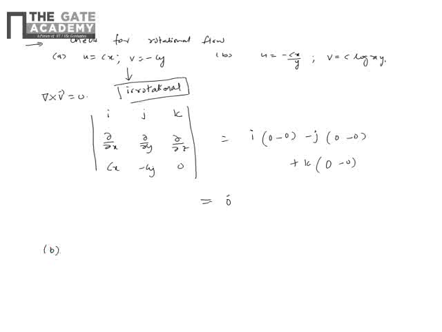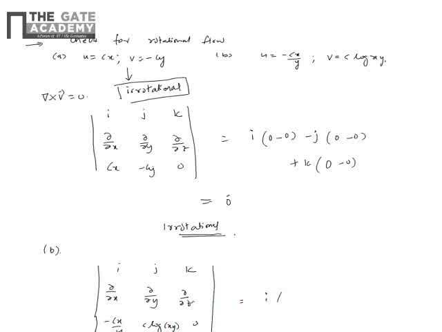Now for the B part, let's do it in the same way. i, j, k, dou by dou x. The questions that come in GATE are mostly of this type: check for compressible, check for, or the questions on the fluid acceleration.